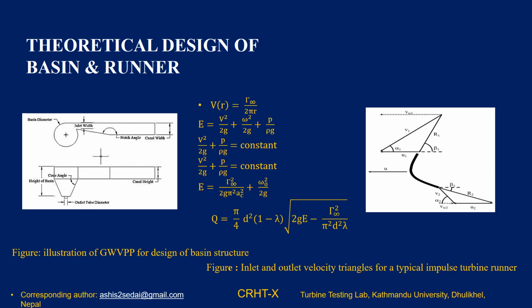And for our runner development, we assume it as an impulse type turbine, where u in the graph is tangential velocity, v is absolute velocity of the jet, and vw is whirl velocity. So this is the basic concept that we use for the impulse type turbine runner design.